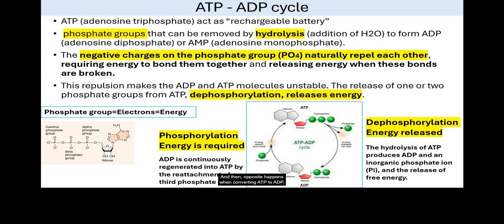And when the opposite is happening, when we're converting ADP to ATP, we're using a phosphorylation reaction because we're adding a phosphate group to the 2 groups in the ADP molecule. And because it's a synthesis reaction, we need to produce new chemical bonds, so energy is required.